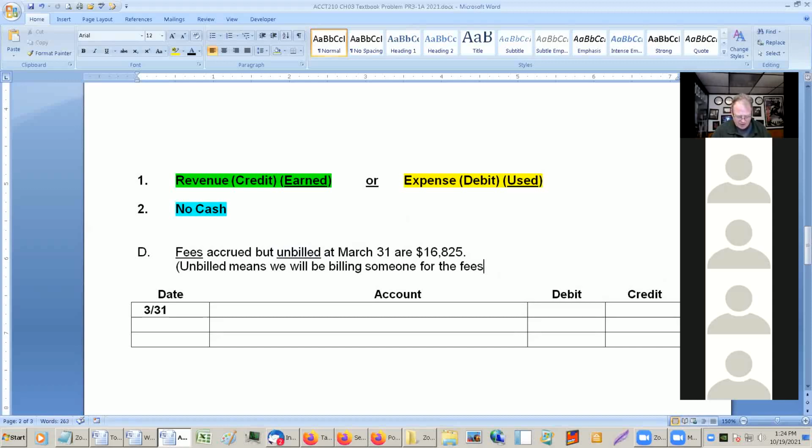In other words, we pay someone for the fees, and in the future, we're going to send out the bills. We haven't sent them out yet. Now, we are going to focus on what we have earned, and this accrued means that a transaction has happened. It's just that we haven't got the cash for it yet.